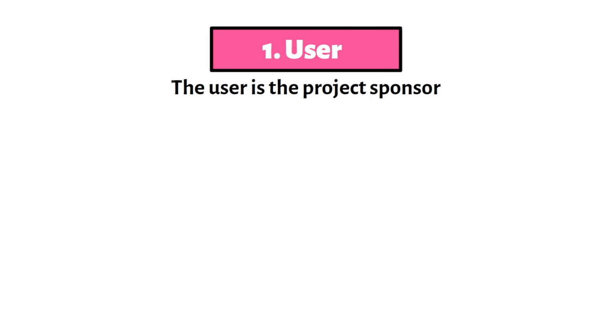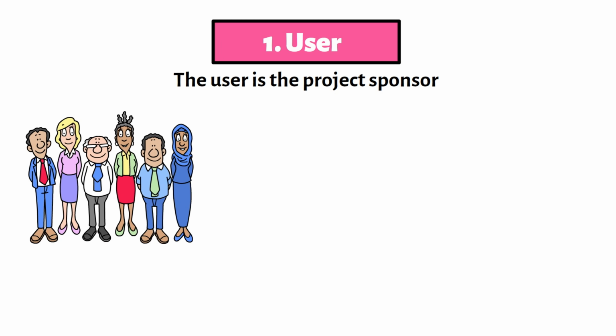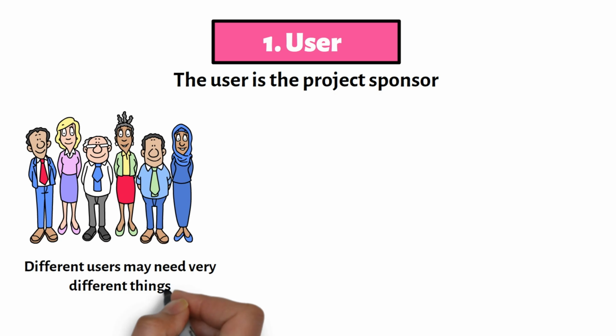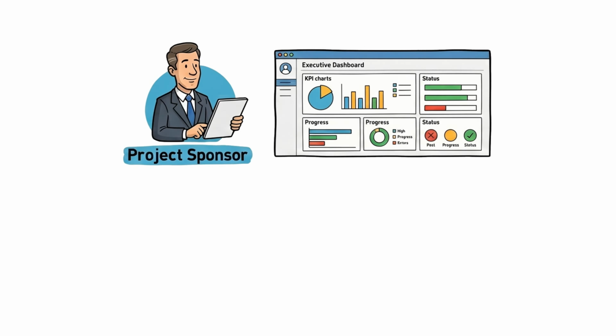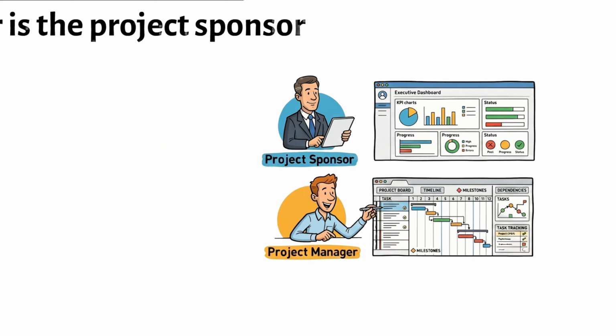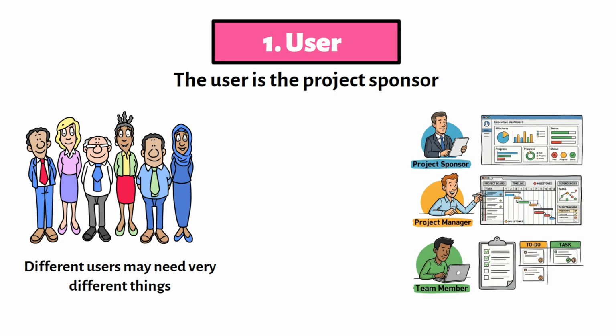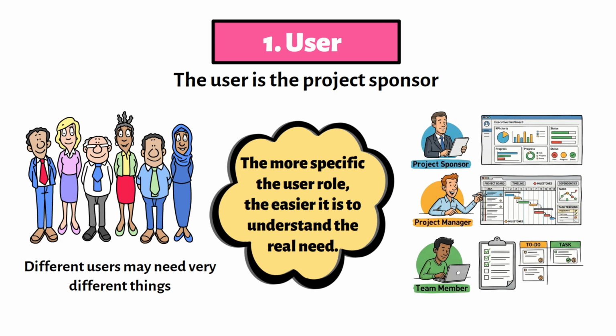Being specific matters. A story that says, "as a user," is often too broad. Different users may need very different things. A project sponsor may care about executive-level status. A project manager may care about task-level detail. A team member may care about assigned work. The more specific the user role, the easier it is to understand the real need.